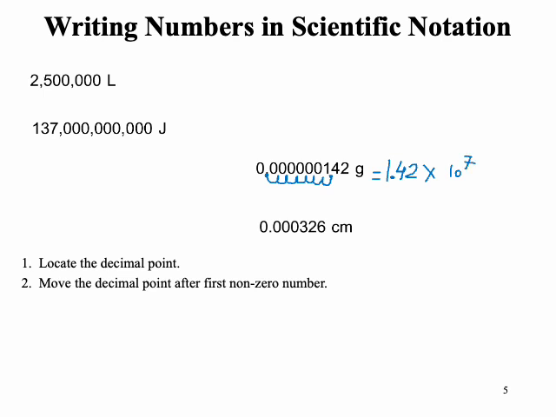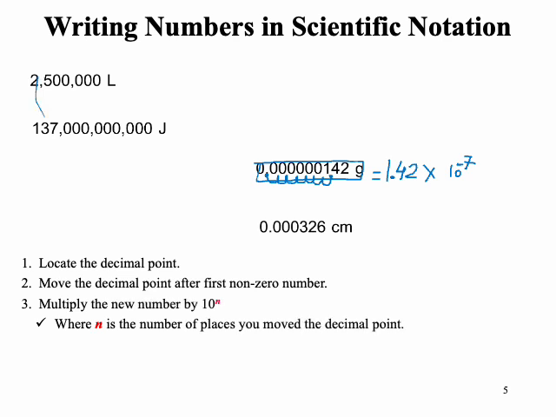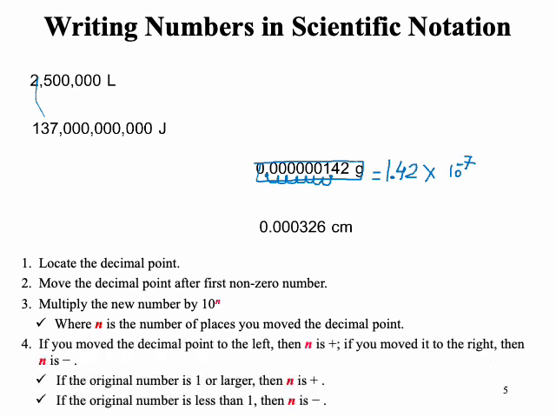Let's confirm. 1, 2, 3, 4, 5, 6, 7. Correct. Important thing here is you can see the beginning of this number, it's a very small number. It was 0.000, which means my exponent should be negative. So I would put a negative right here. This is called the standard notation, and this right here is the scientific notation. Okay, so multiply the new number by 10 raised to power n, and the n is the number of places you move the decimal point by. If you move the decimal point to the left, then n is positive. If you moved it to the right, n is negative.